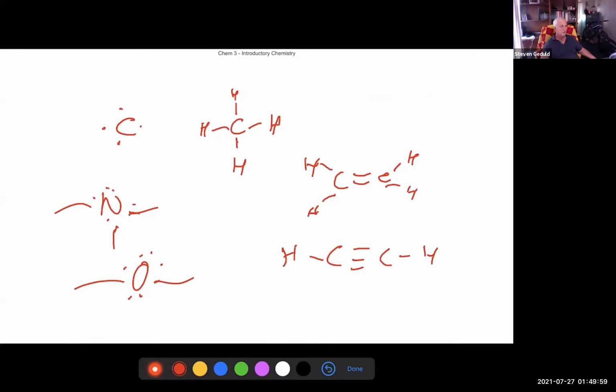Okay. Remember we talked about isomers. An isomer has the same chemical formula but a different chemical shape. Let's take a look at a very simple one.